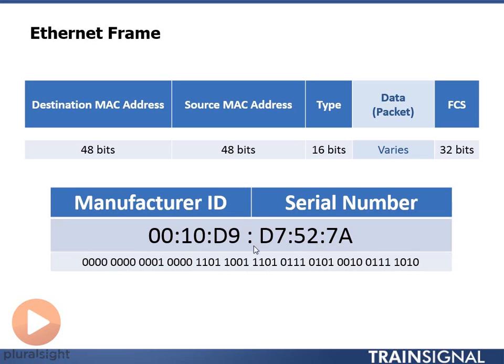So what I've done is I've just written out in binary the MAC address right below the hexadecimal representation of it. The second half of the number here is the serial number, and this is what the manufacturer will assign to each individual network interface card. And the idea behind this is that every single network interface card on Earth will have a unique MAC address.